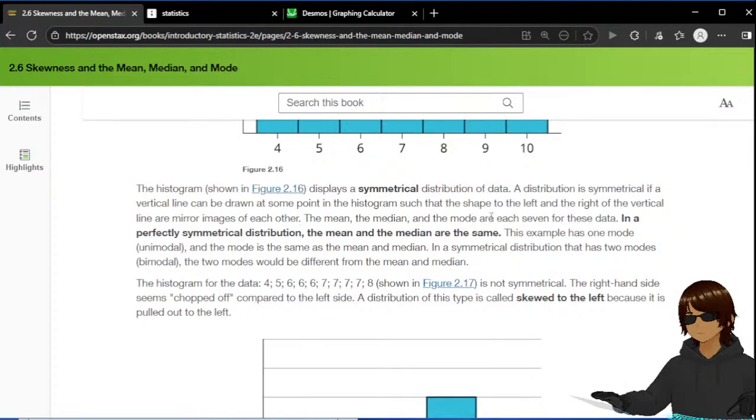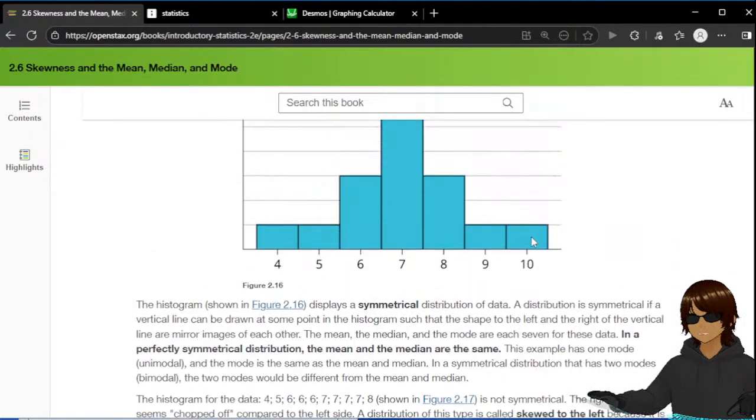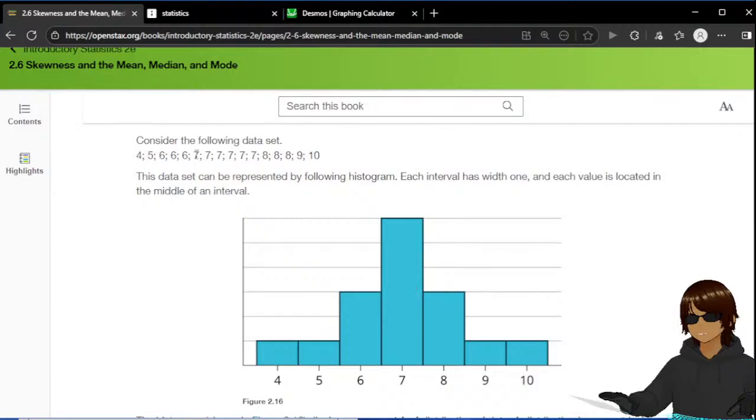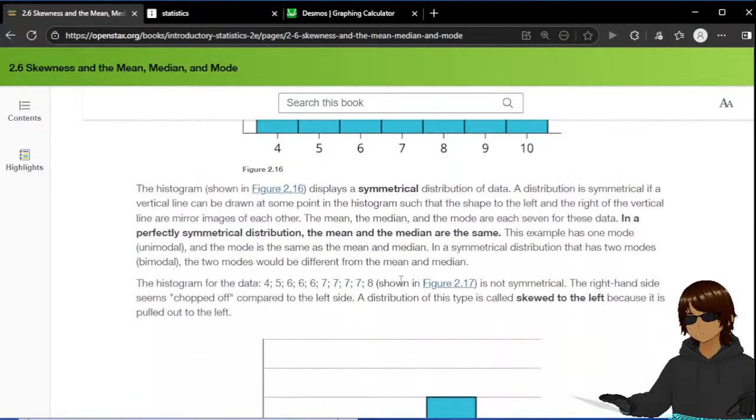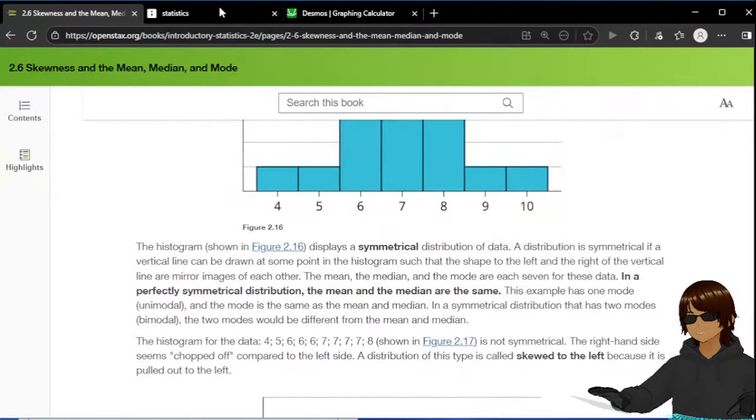The mean, median, and mode are each 7 for these data. Okay, 7 is the most frequent, 7 is in the middle, and 7 is the mean. That makes sense. In a perfectly symmetrical distribution, the mean and median are the same. This example has one mode. The mode is the same as the mean and median. In a symmetrical distribution that has two modes, the two modes would be different from the mean and median.